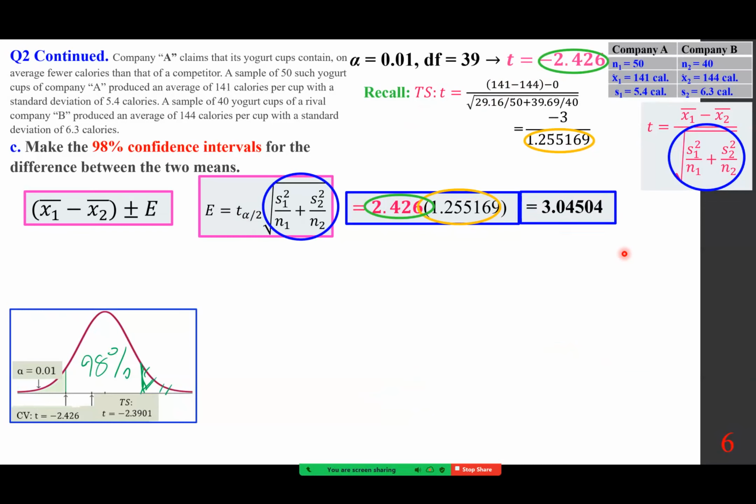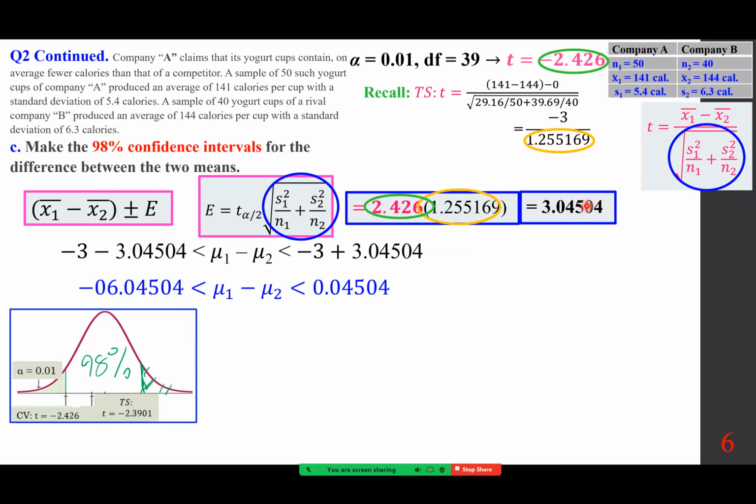And so remember, the numerator is -3. You are going to subtract this number from it and add it to it, because it's x1 bar minus x2 bar, which is -3. Add and subtract this number. So we get -6.04504 and positive 0.04504. So what it means is we are going from negative to positive. It includes 0.